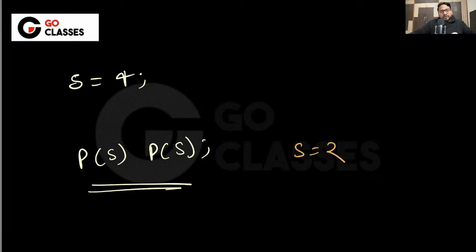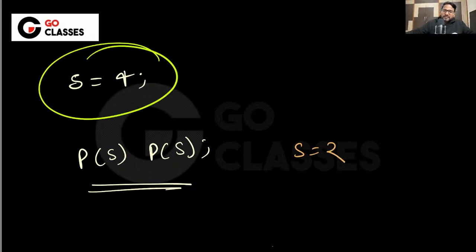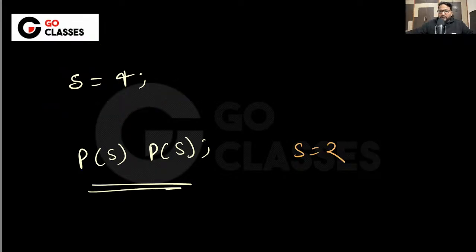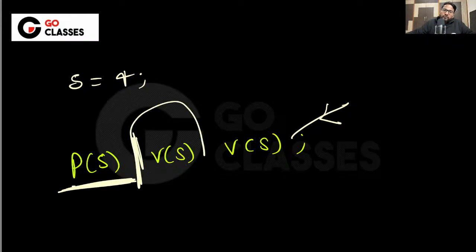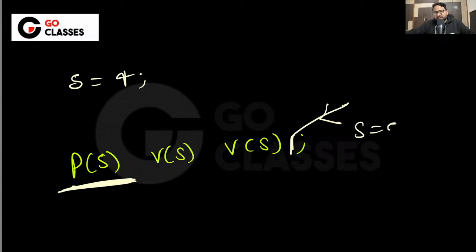Now if S is initially 4 only, for example, what is going to happen if you execute 1 P and 2 V? Can anyone tell me what value is going to come after 1 P and 2 V? See, after 1 P it is going to be 3. Then it is going to be 4, then it is going to be 5. So at this moment S is 5. Is this okay to everyone?